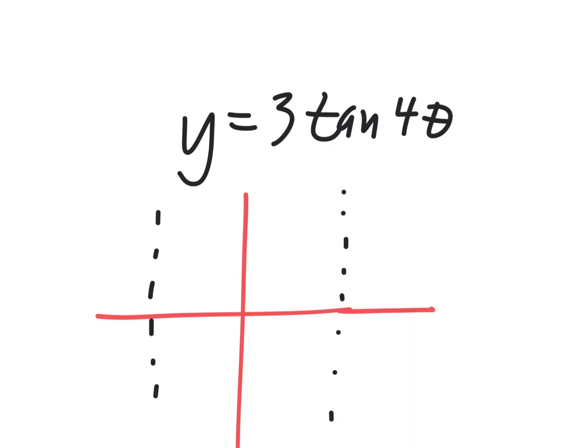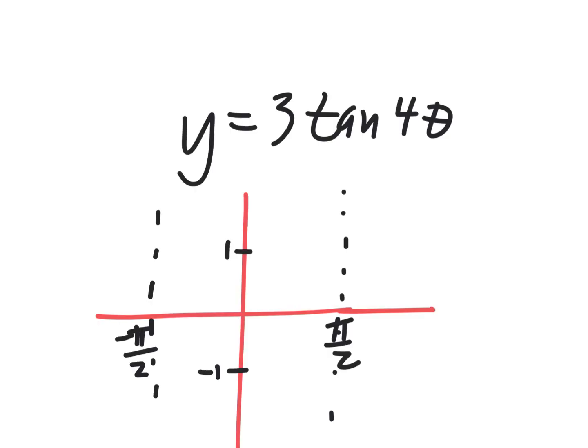Who remembers where those are? Nope, that's this and this. Good try. Pi over 2 and negative pi over 2 is what I was looking for. You are correct. This is 1 and negative 1, so those should be included on your graph, so you're right about that.